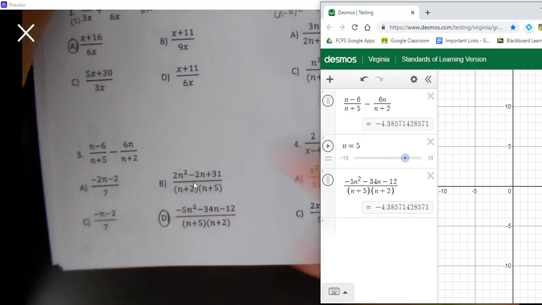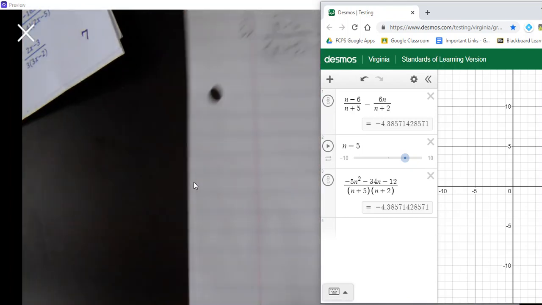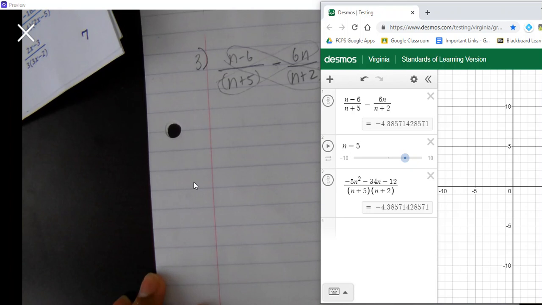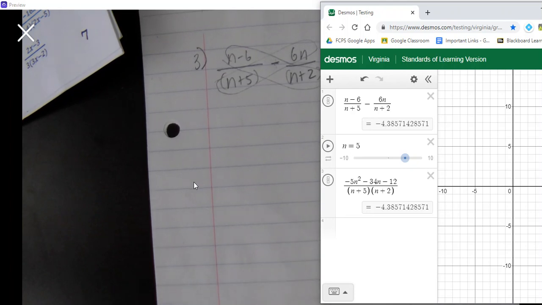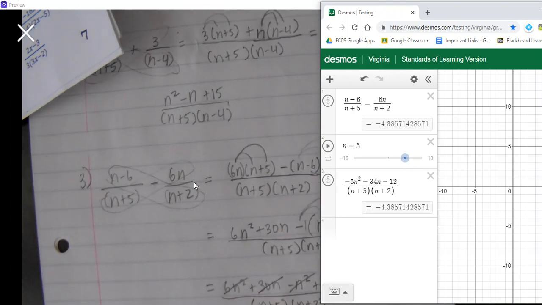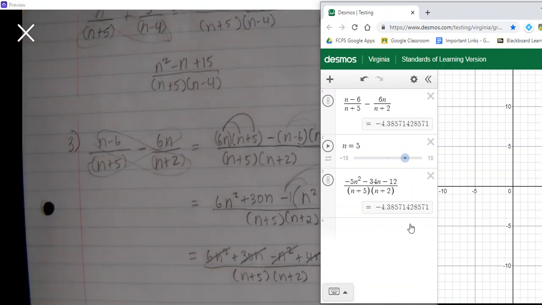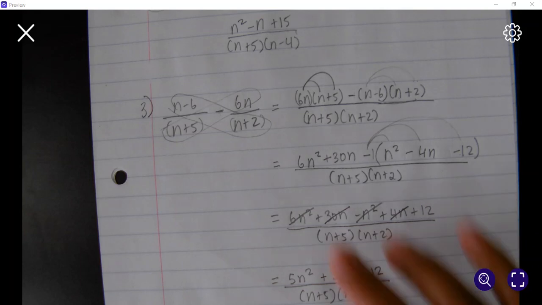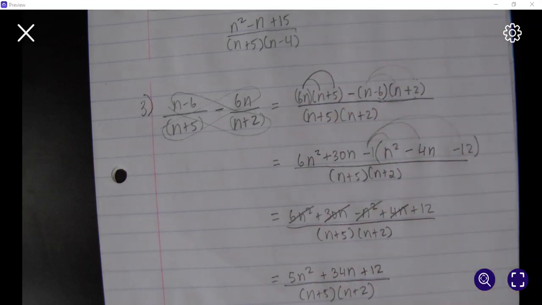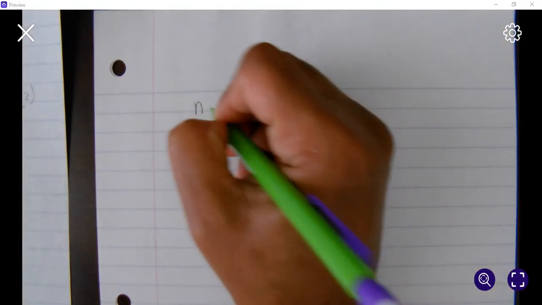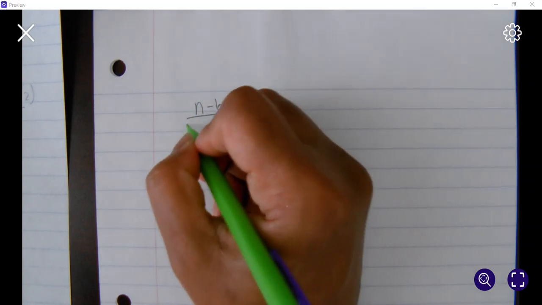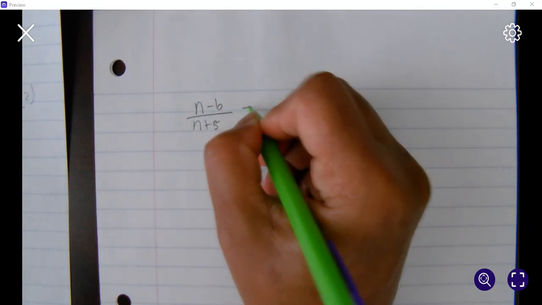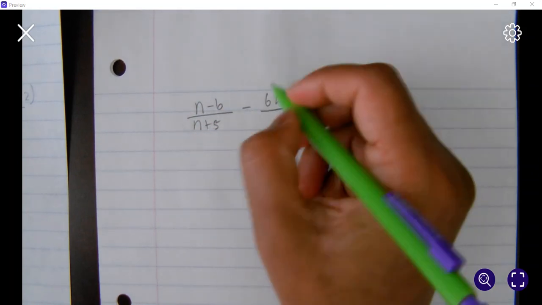So it is D. I must have done something wrong in my calculations here. Let me look at this. I'm thinking it's somewhere over here that is my mistake. So I'm going to do this the longer way. Let me start over: n minus 6 over n plus 5 minus 6n over n plus 2.